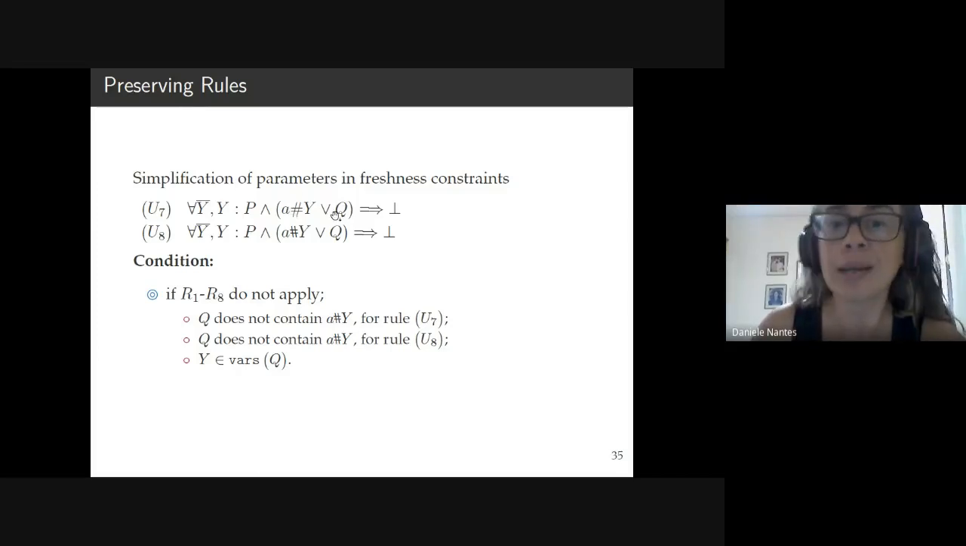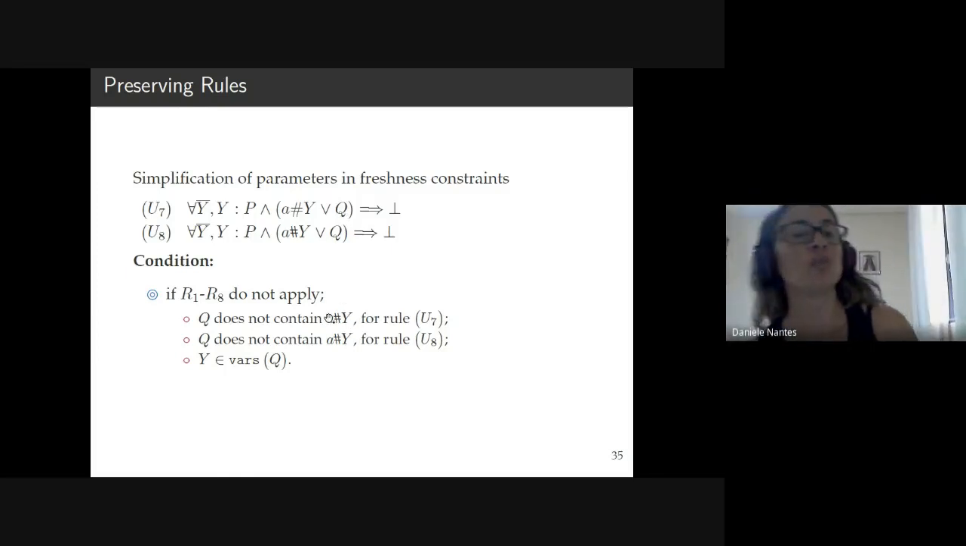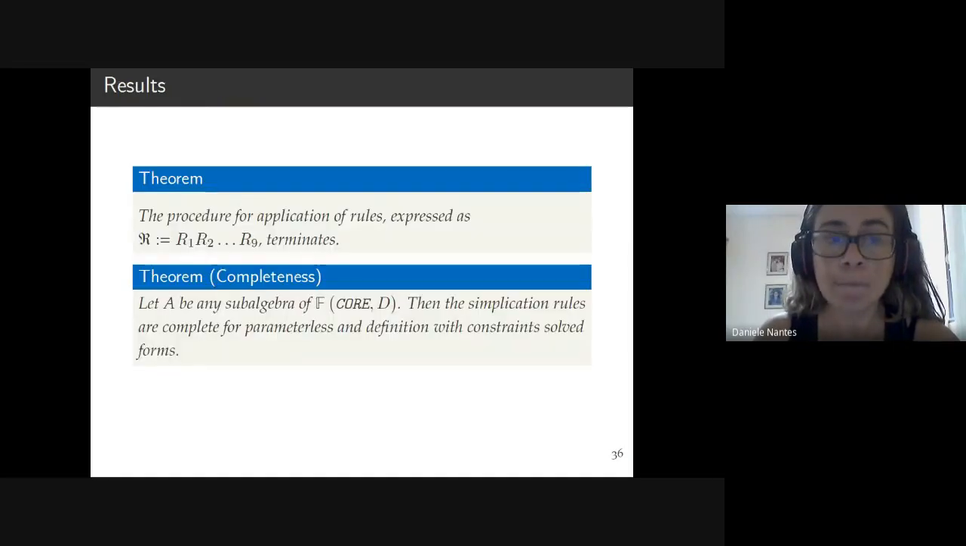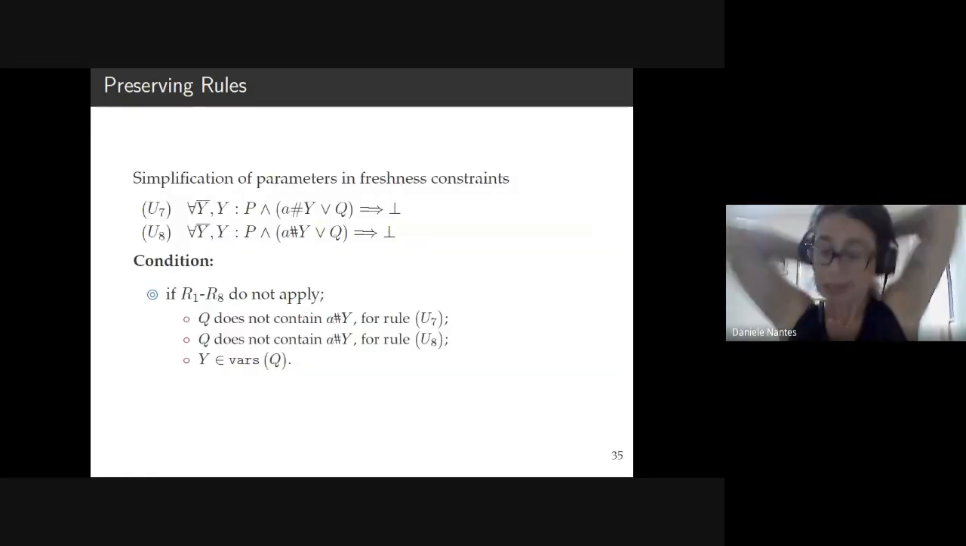Then we could apply a trivial rule, for instance. So we had to do some proofs just to verify that we could not get A not fresh for y using different combinations of the other predicates. Is it possible to have A not fresh for y via some combination of equalities and disequalities? We didn't know, so we had to prove that it's not possible. And what else? Results.